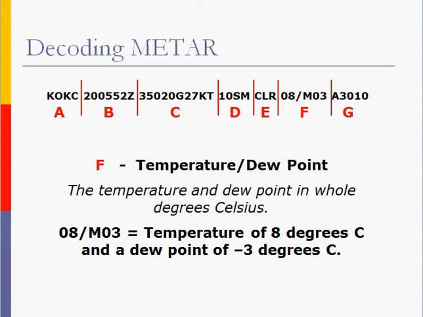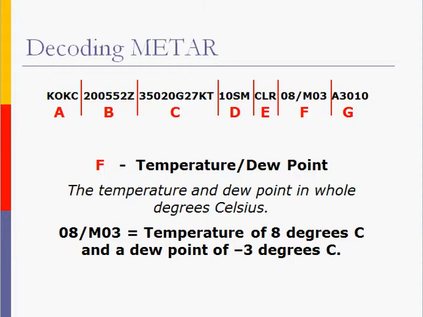The next piece of information, F, gives the temperature and dew point in degrees centigrade or Celsius. The first two numbers are temperature, and the last two are dew point in degrees centigrade or Celsius. Dew point is a measure of how much water vapor is in the air at a given time. So higher dew points correspond to more water vapor in the air.